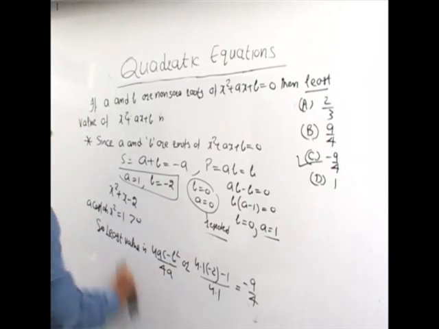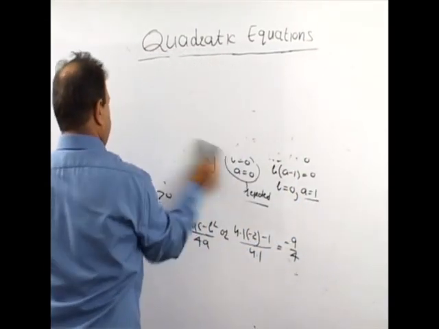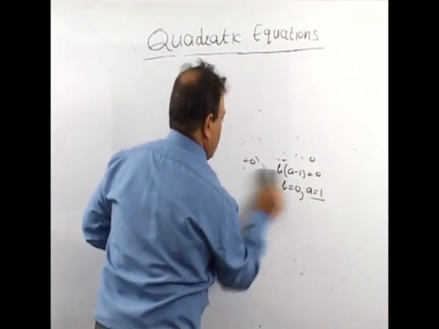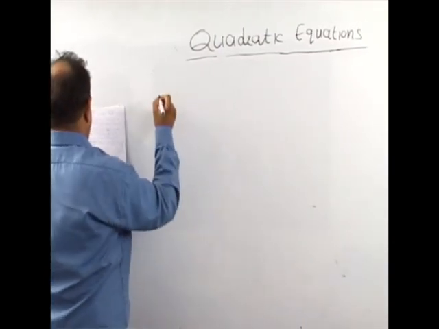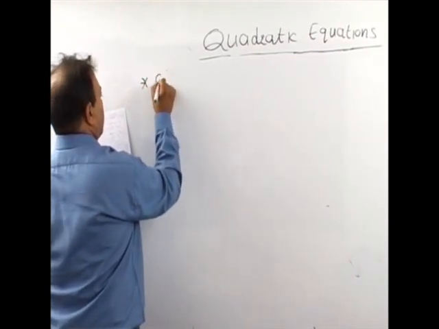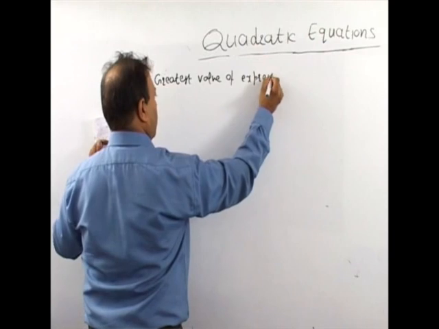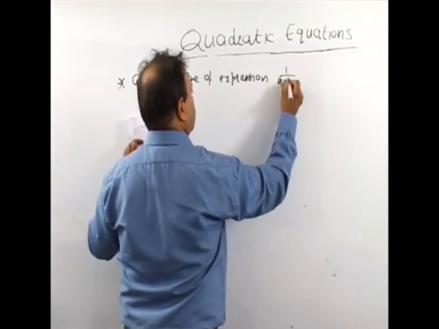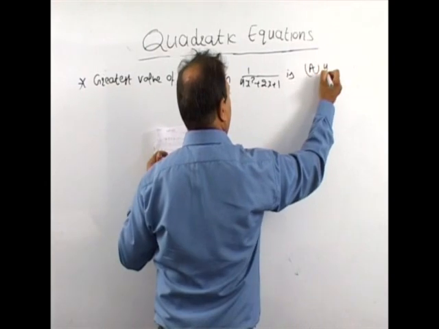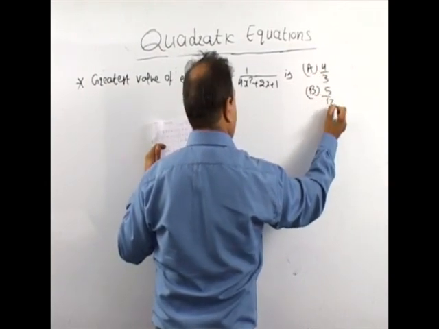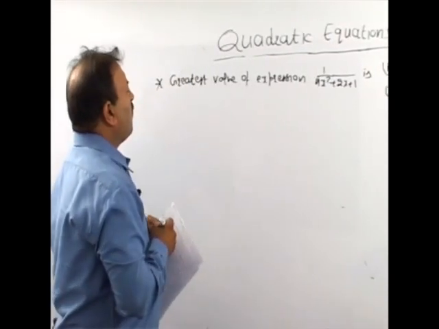The problem is: the greatest value of the expression 1 upon (4x square plus 2x plus 1) is, four options we have been given: A, 4 by 3; B, 5 by 12; C, 13 upon 14; and D, none of these. So we have to find out the greatest value.